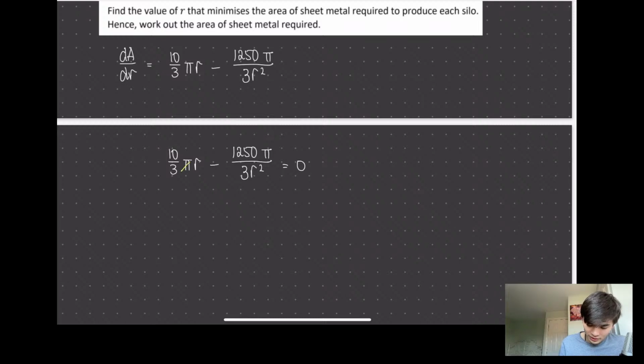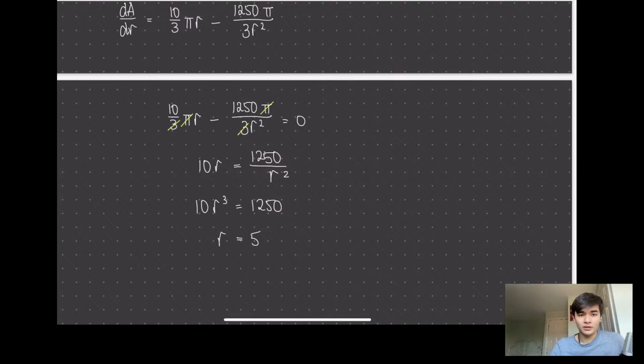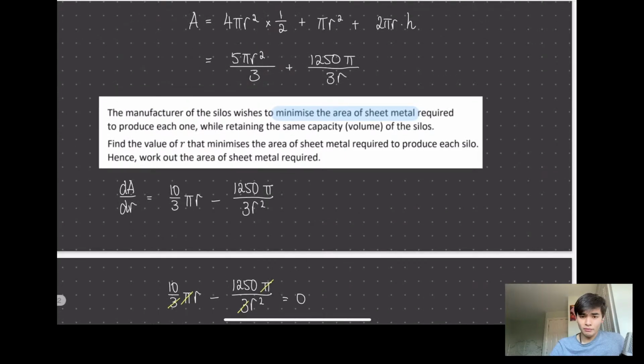Let's do a bit of cancelling to begin with. Let's write some stuff down. So 10r, okay, times both sides by r squared. So we've got this. Divide both sides by 10 and then cube root. So that's going to give us r equals 5. Okay, so that's the value of r that minimizes the sheet.